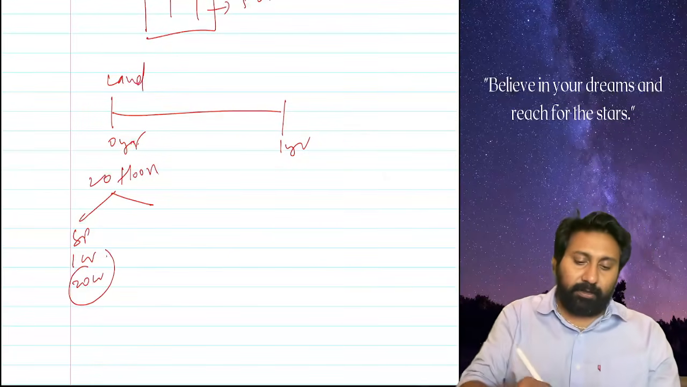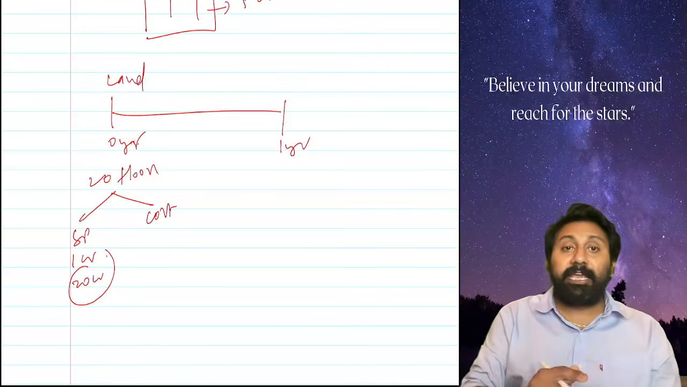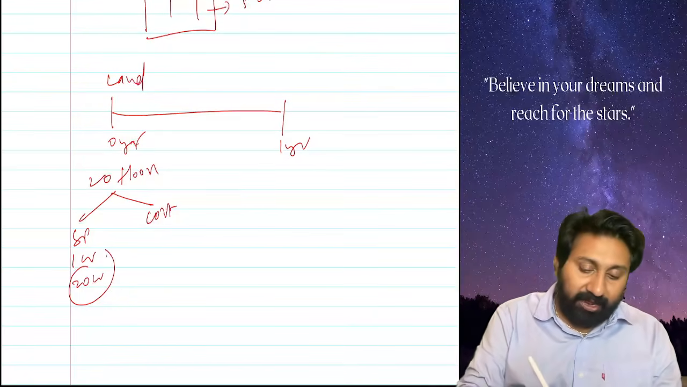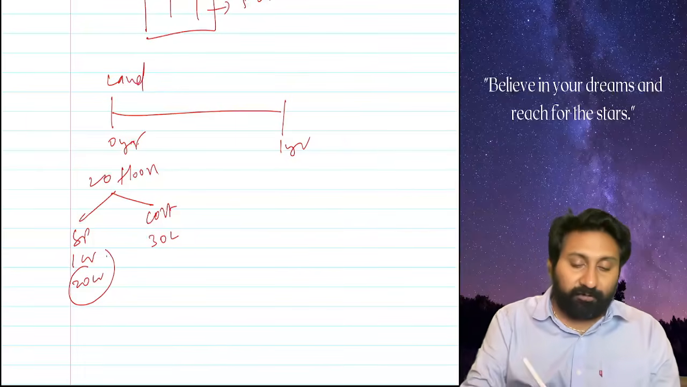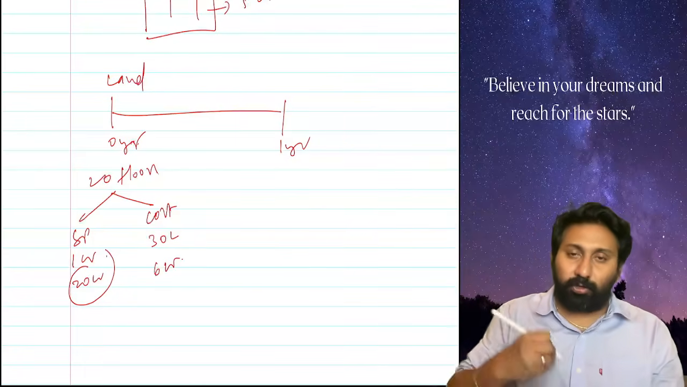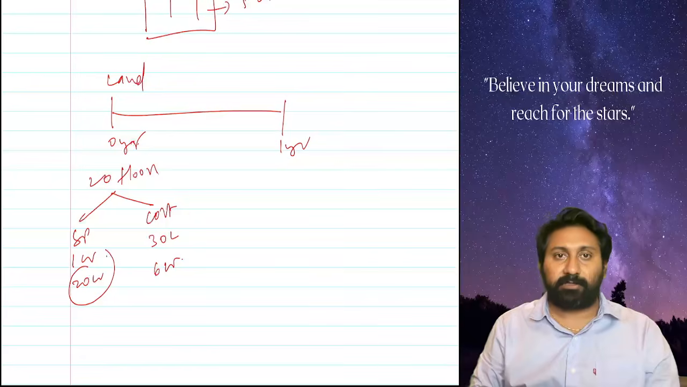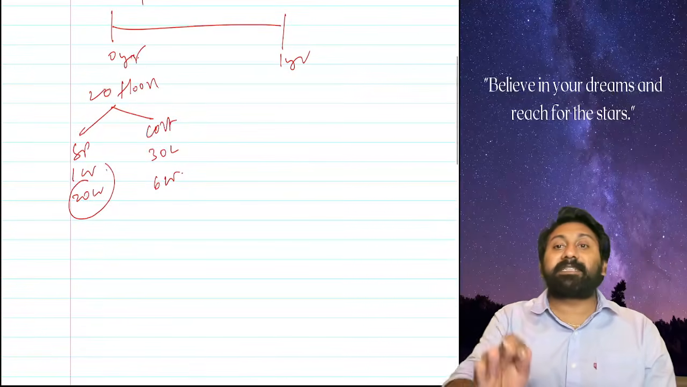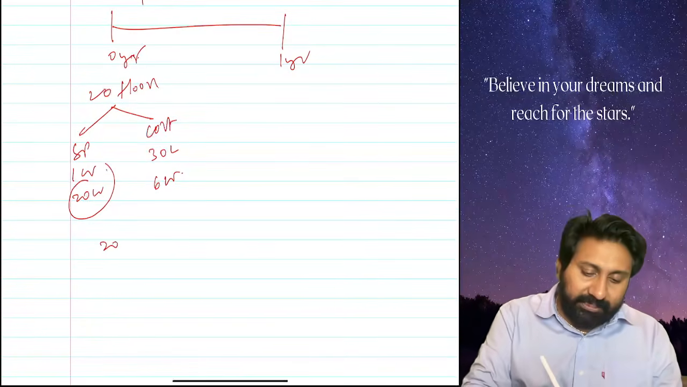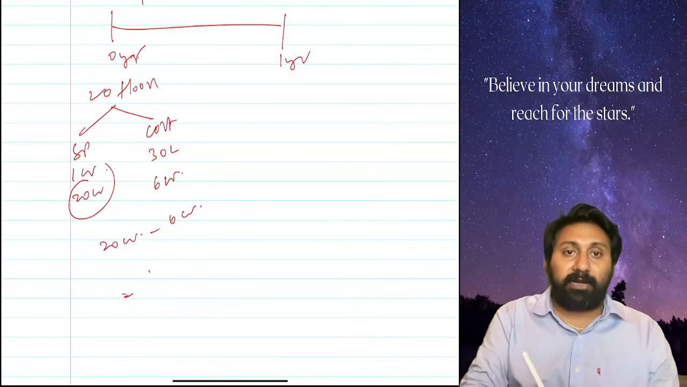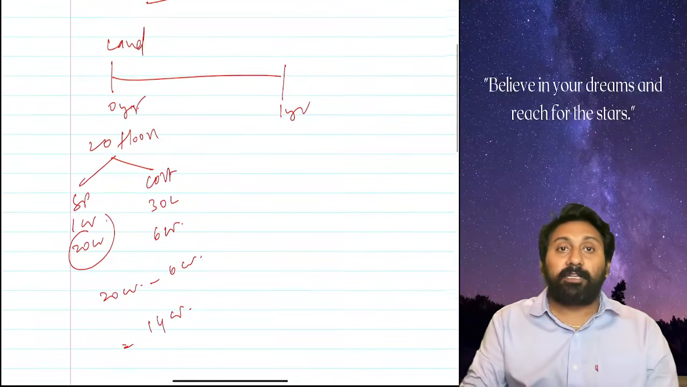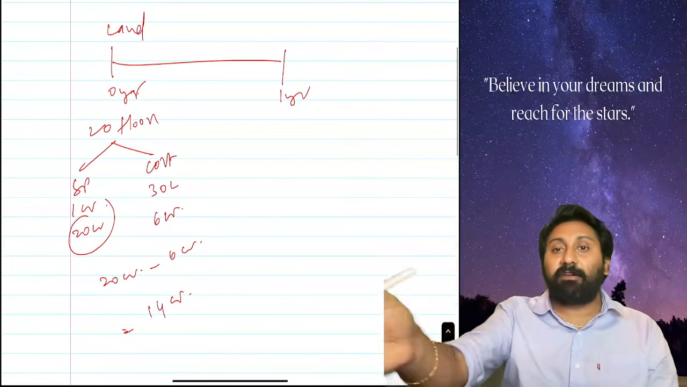Okay. Next, cost. Each floor to construct, I will incur 30 lakhs for each flat. 30 lakhs into 20, I will be incurring 6 crores. Now tell me, how much is the sale price? Sale price is 20 crore. How much is the cost? Cost is 6 crore. What is the balance? 14 crore. This 14 crore will be the value of the land here.